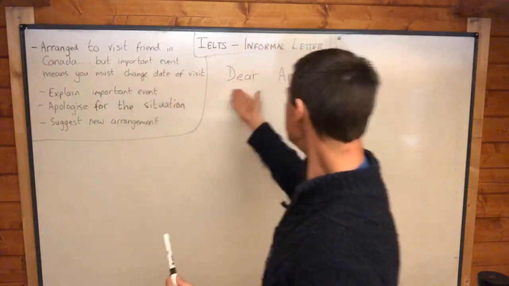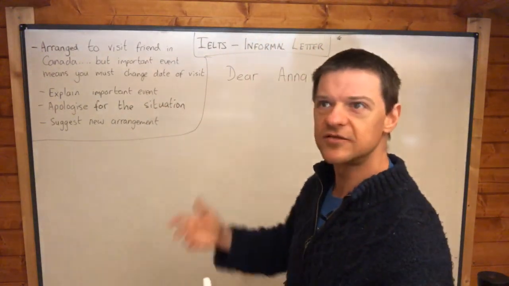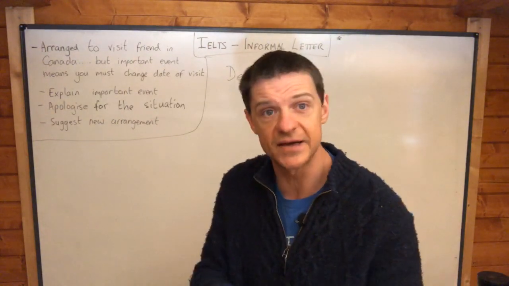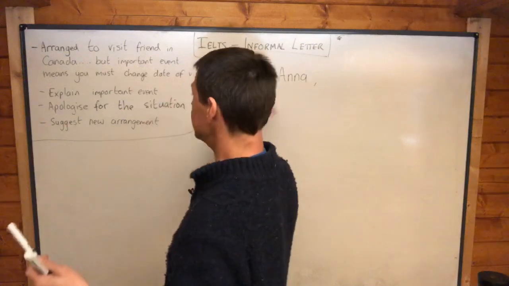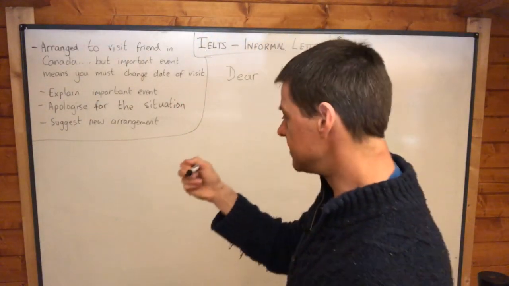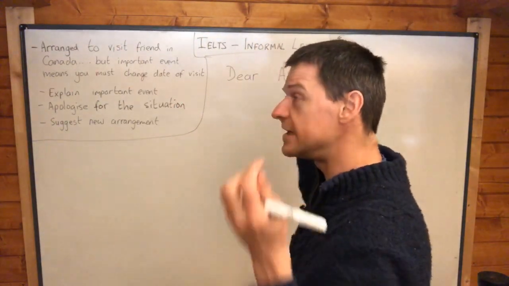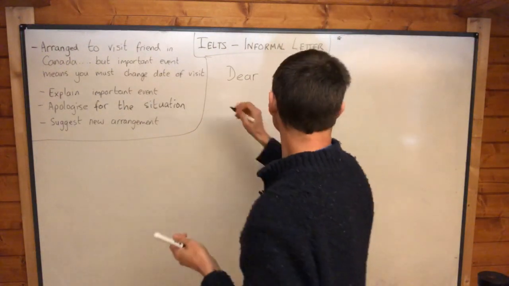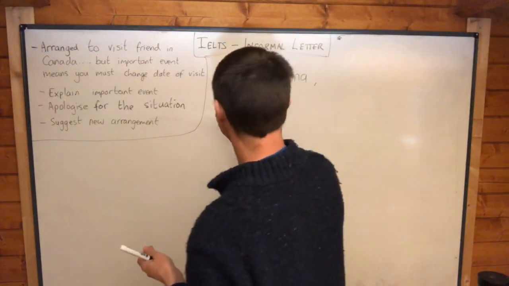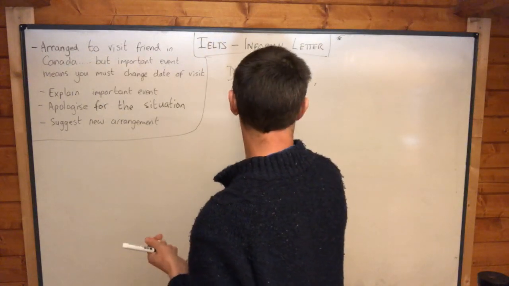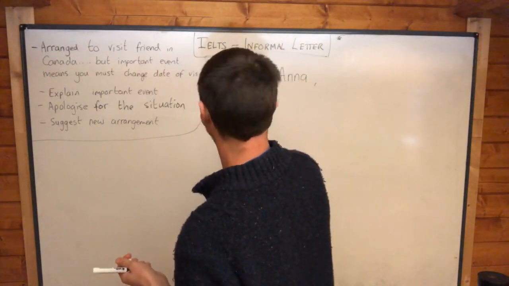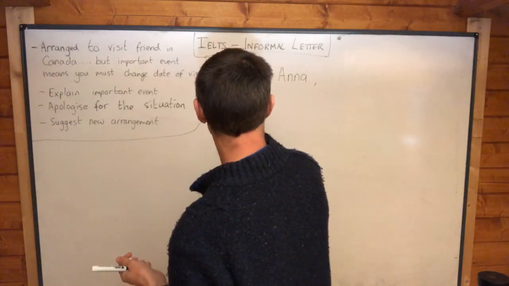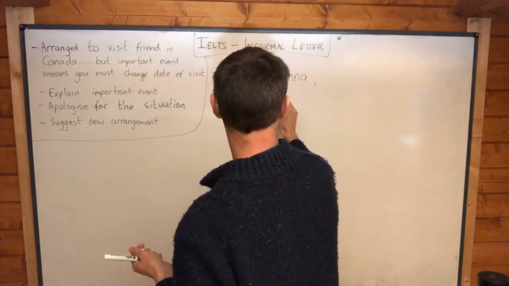So a typical way to start when you're talking to a friend is, dear Anna. Why not? Let's do it the standard way. Dear Anna. Anna's your friend in Canada. So let's start with a nice greeting. It's normal to just greet the person firstly. So something like, dear Anna, let's start. Dear Anna, how are you? Yeah, let's start by finding out how she is. How are you?